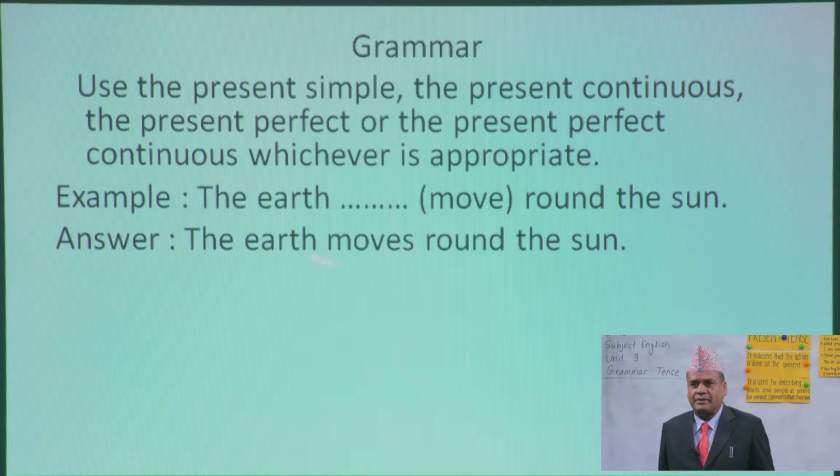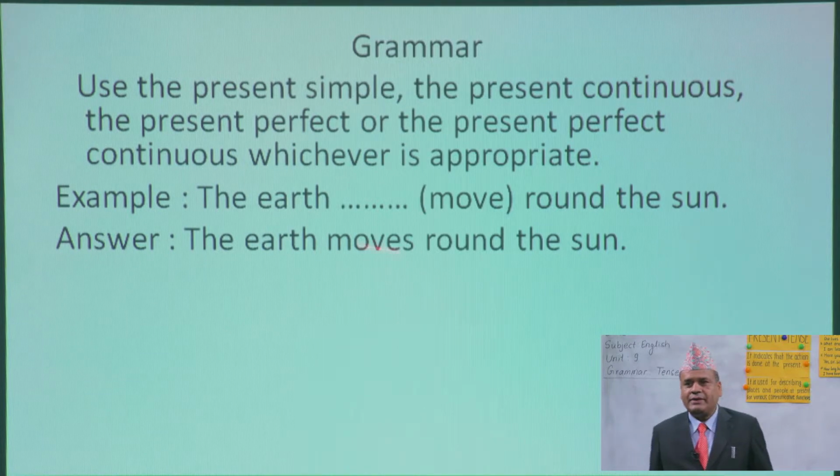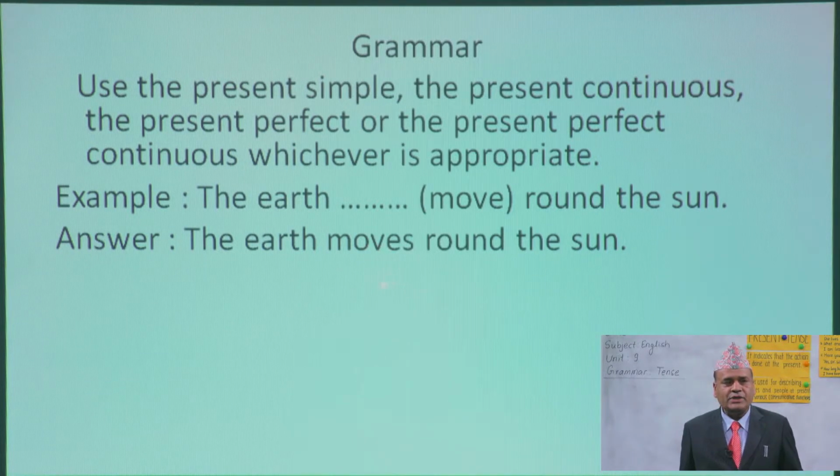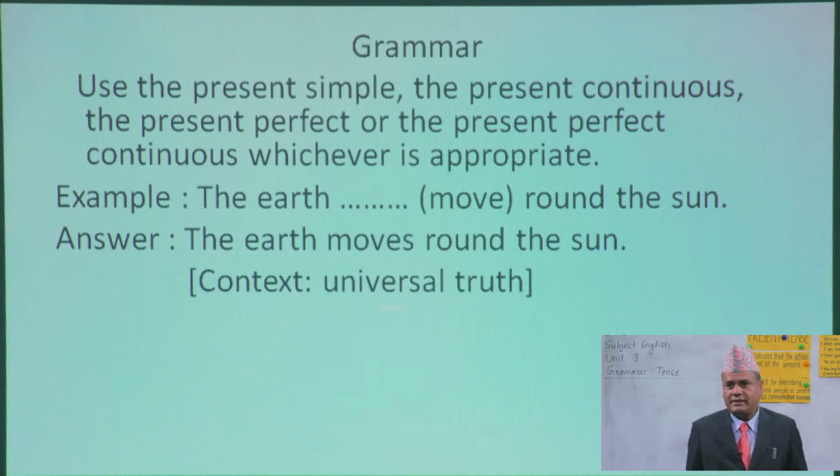Here you can see moves, because the earth is a singular subject, and in this sentence you can find universal truth. Okay? The fact is universal truth, and we always use simple present tense. As the subject is singular, we are adding s to the verb move, and the earth moves around the sun. All right? Similarly, we can find the next sentence. The context is universal truth.